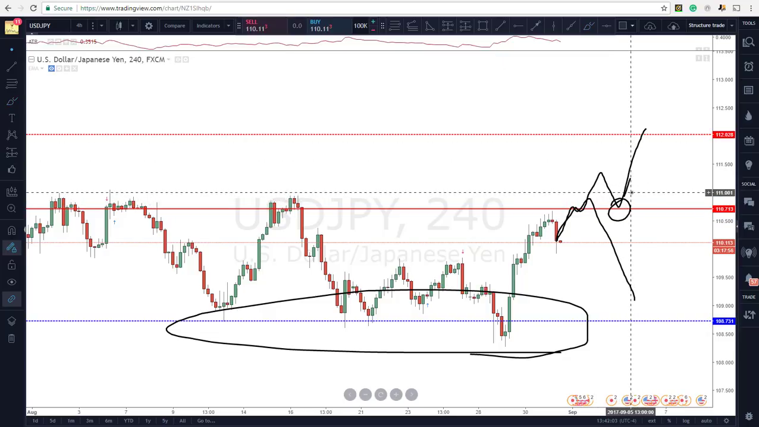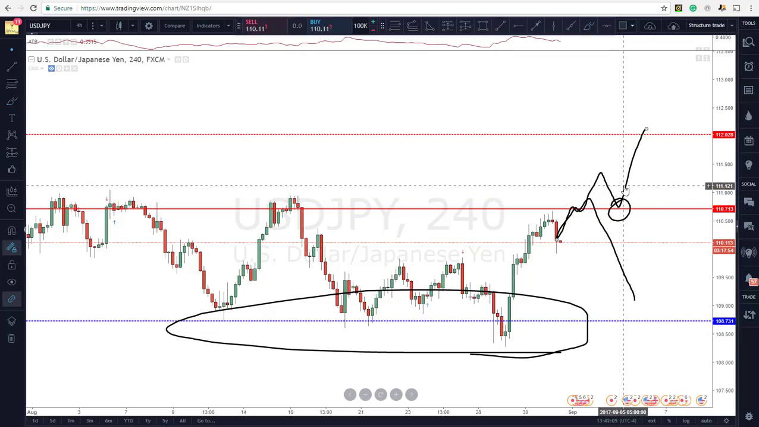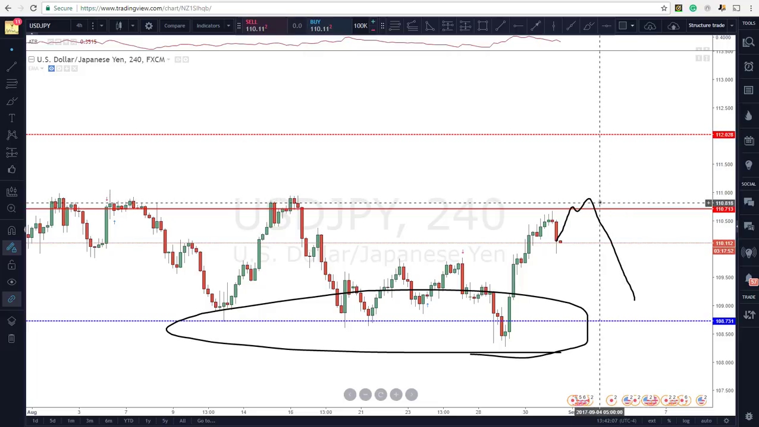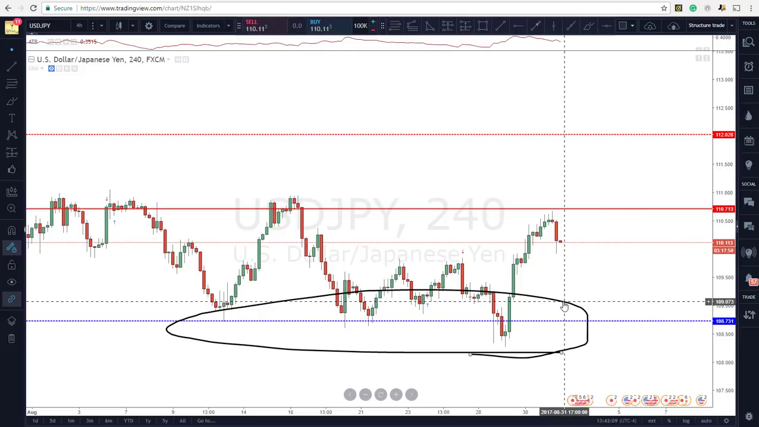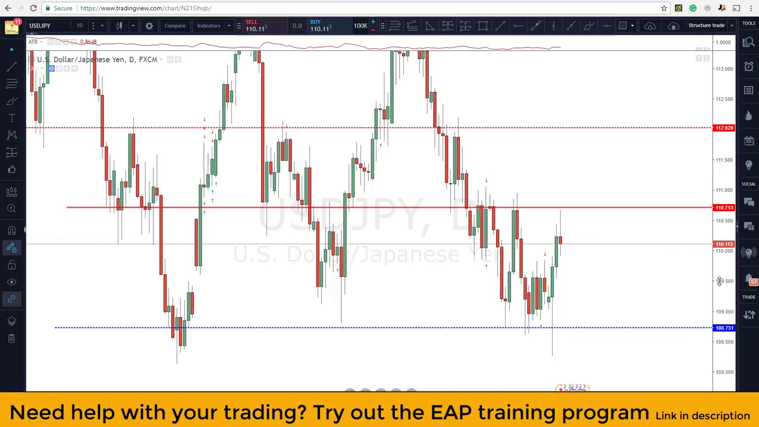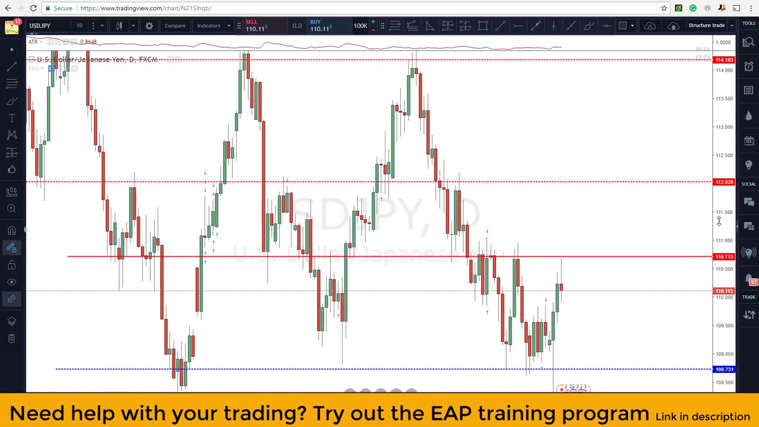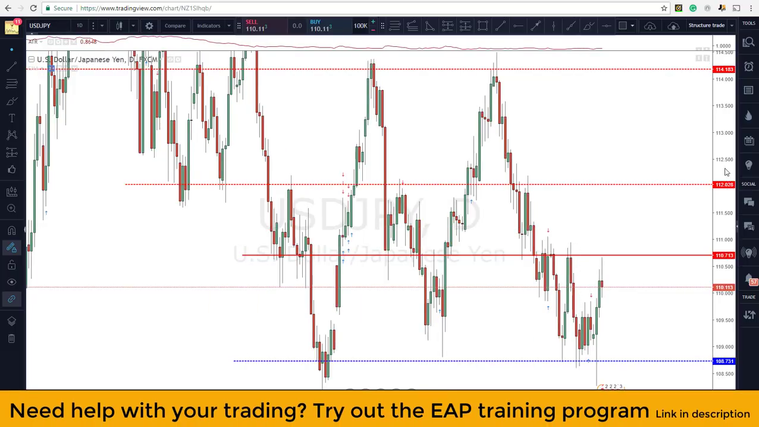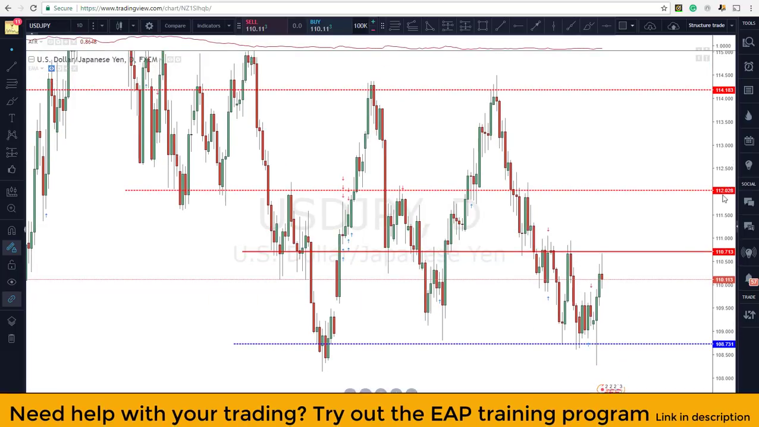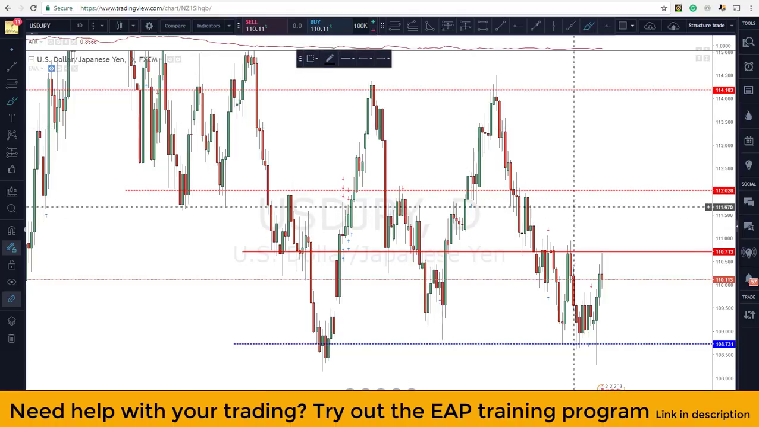So there's some useful information about reading structure. And what I'll do is go ahead and zoom out to the daily chart, and we can take a look at the other major levels for the dollar yen. So for major structural resistance, we just took a look at the 110.71 area, our first red line, and the next level we'll be looking at for resistance is 112.02. Reason for that is because of the multiple tests we have out here on the daily chart.